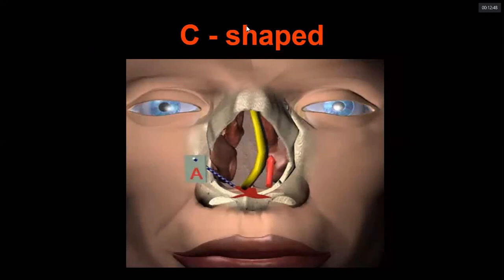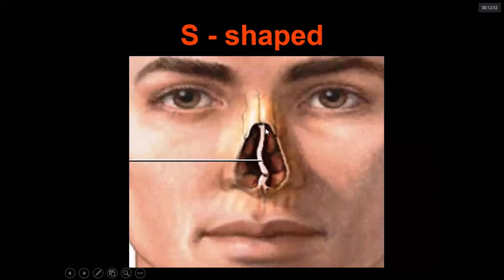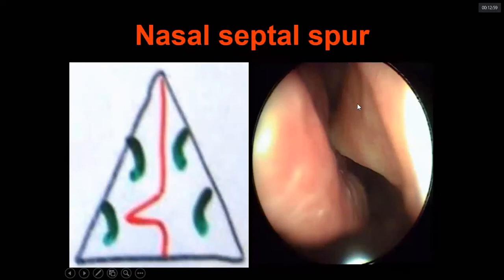Okay, look here. So this is a C-shaped deformity, and here the deformity is S-shaped. Okay, so this is what I mean by septal spur. Okay, this is the diagrammatic representation of the nasal cavity. So after you have examined the nose, you need to make a diagram like this, and these are the turbinates. Usually you cannot see the superior turbinate, so you do not draw that. Okay, and these are the middle and the inferior turbinate, and here this is the septal spur. Okay, a projection into the nasal cavity arising from the nasal septum. Okay, it can be on either side.